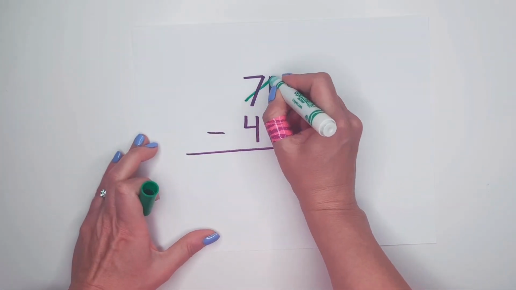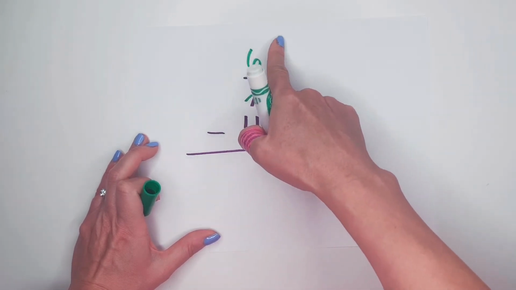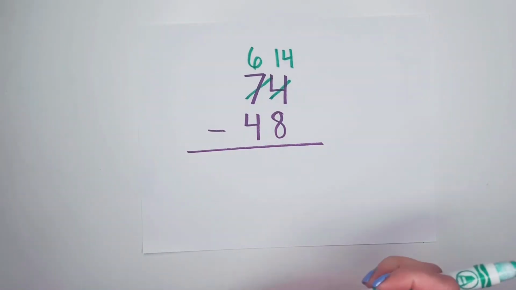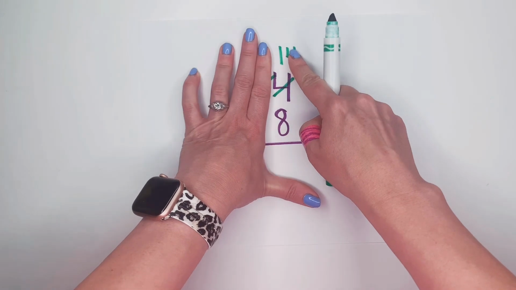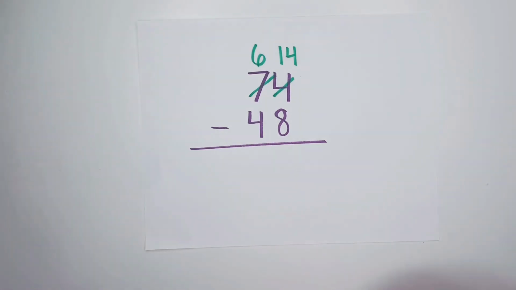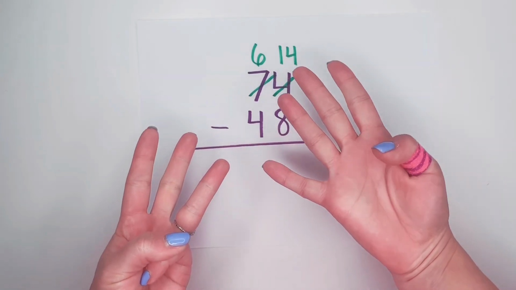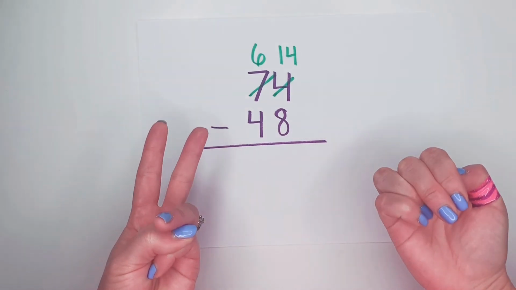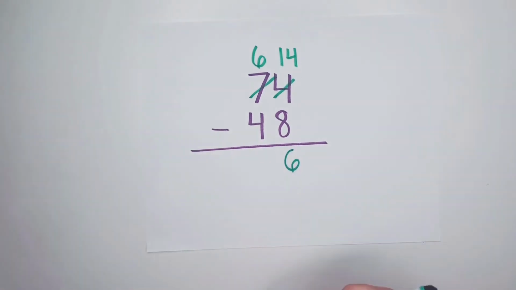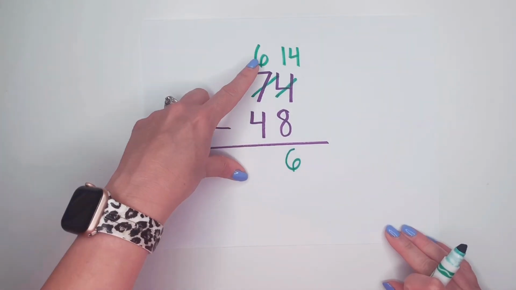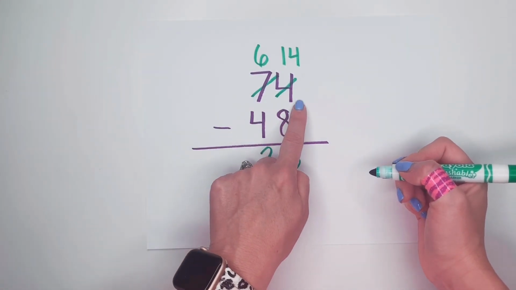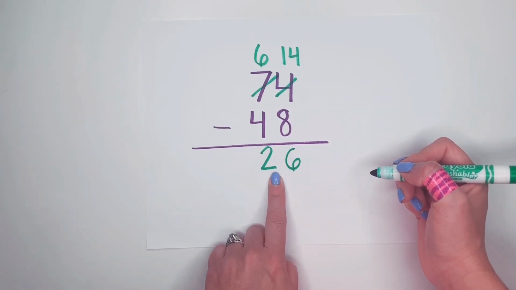So the 7 becomes a 6, and then this 10 goes over to our ones place. So the 4 becomes a 14. So now I can subtract because I have 14 cookies, and now I can definitely give 8 away. So I'm going to put 14 in my head and I'm going to count backwards 8. 13, 12, 11, 10, 9, 8, 7, 6. So we put a 6 in our ones column. And now we can subtract our tens. We have 6 minus 4. I know 6 minus 4 is 2. So 74 minus 48 equals 26.